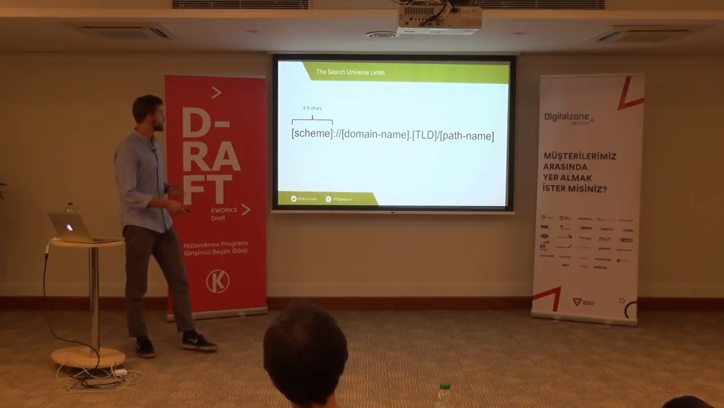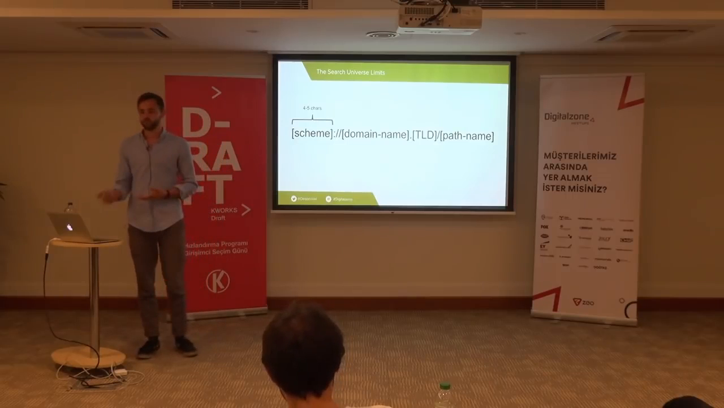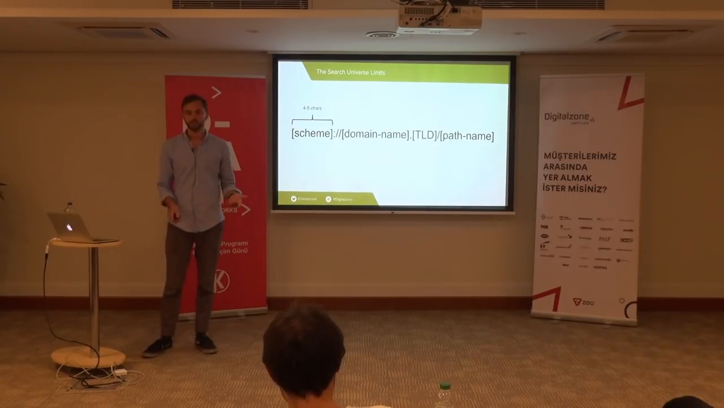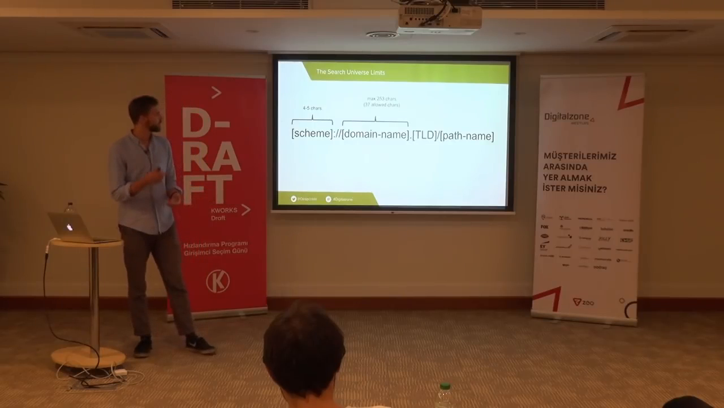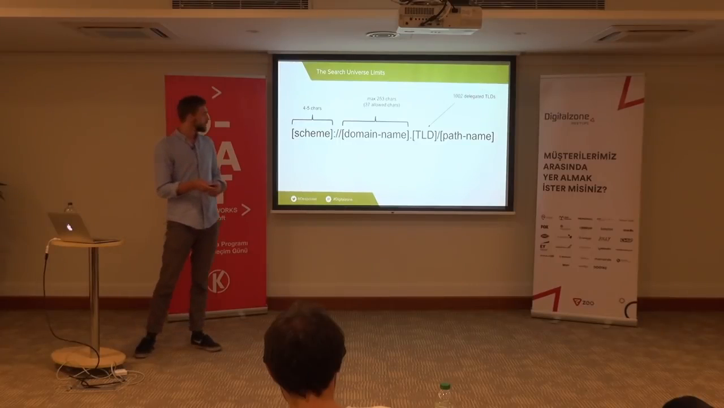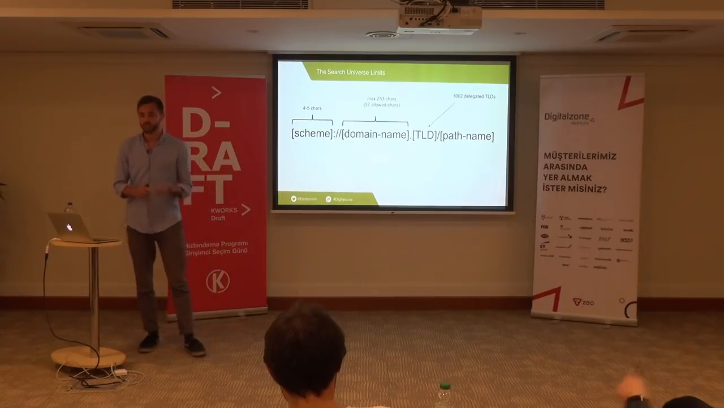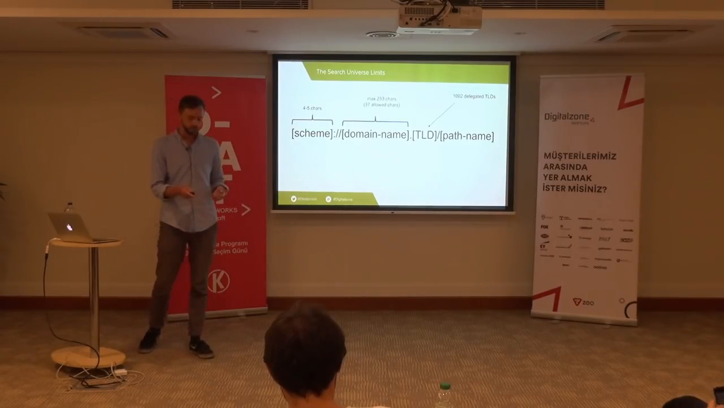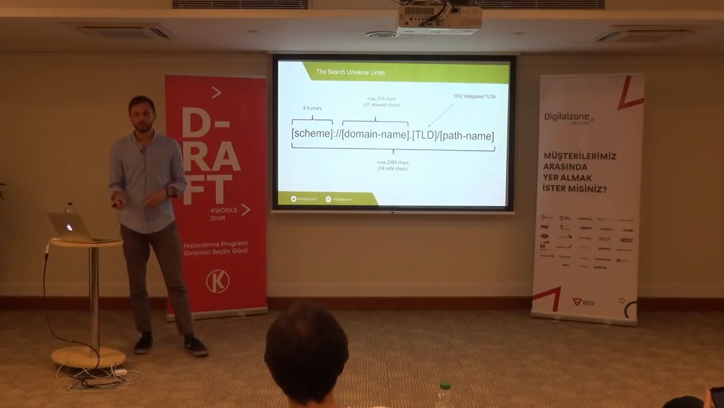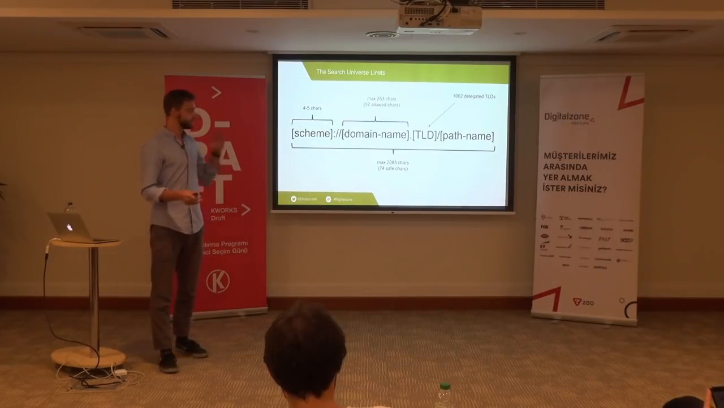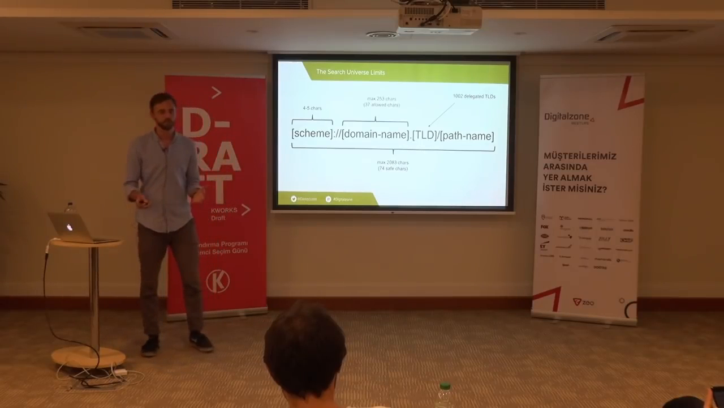So to start with, we've got the scheme, which can be 4 to 5 characters. So that's your HTTP, your HTTPS. Secondly, we've got the domain name, which can be a maximum of 253 characters. There's 1,002 delegated TLDs, so top-level domains, those are your .coms, your .trs, your .co.uk's. And then, including the path name, we can have a total of 2,083 characters within a single URL. So you can see already there's a lot of different potential to have many, many different URLs.